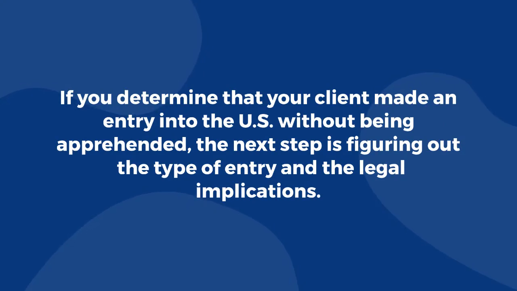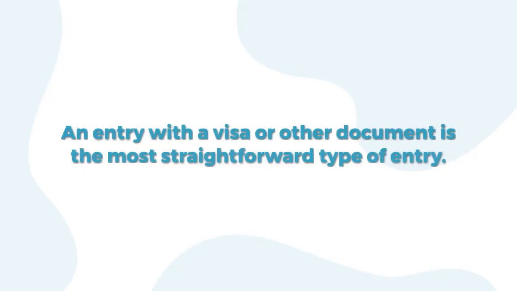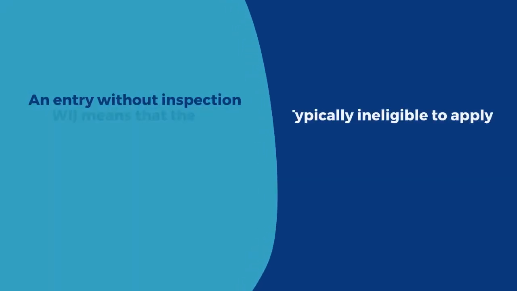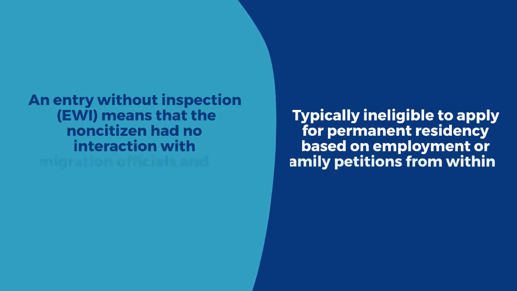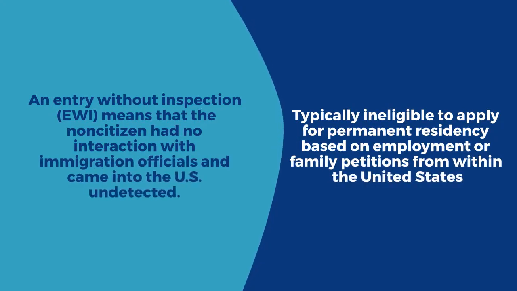If you determine that your client made an entry into the U.S. without being apprehended, the next step is figuring out the type of entry and the legal implications. An entry with a visa or other document is the most straightforward type of entry, made by someone who presents themselves at a port of entry with a valid visa.